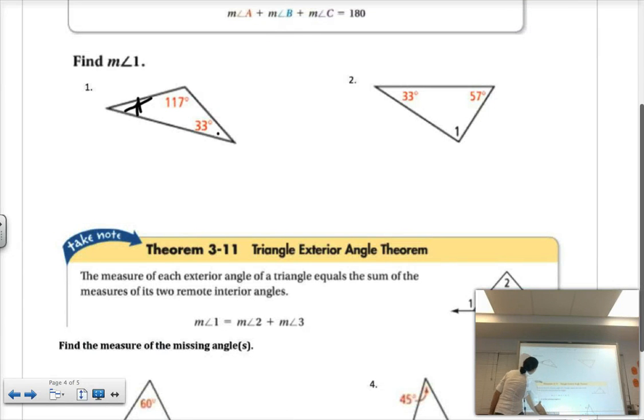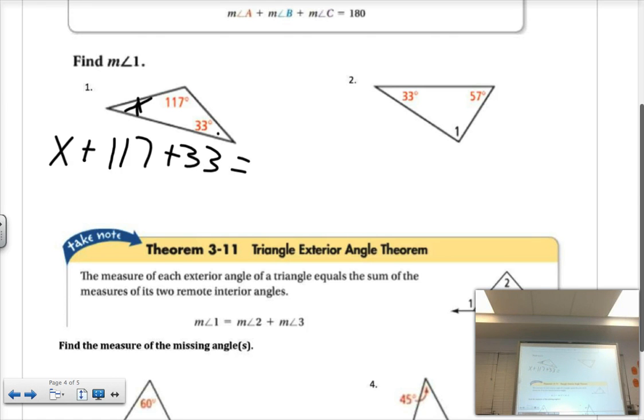Okay. So I'm going to make it an X instead of a 1 because I think it's a little confusing when we use the 1. I'm going to say, because I know that these angles add up to 180 degrees, X plus 117 plus 33 equals what? 180.